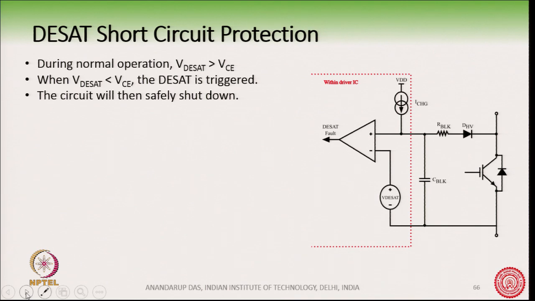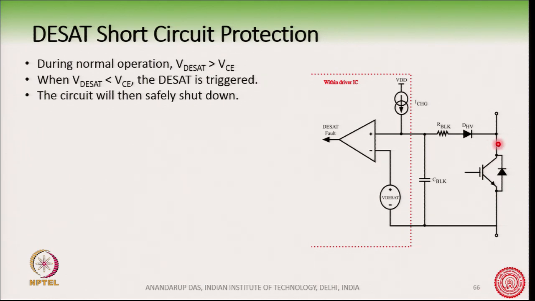So, for this we have a circuit. I will not go into the details of this circuit, but the basic idea is this. This is a driver IC here. There is an additional voltage source inside the driver IC. The driver IC has a voltage source inside, which is made using analog circuits, and then it monitors this voltage here across the collector emitter of the IGBT.